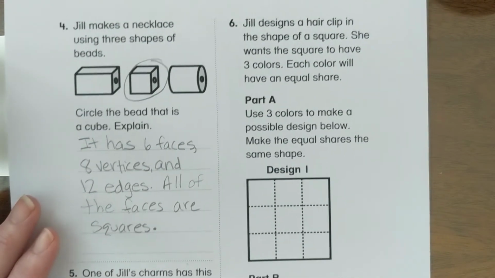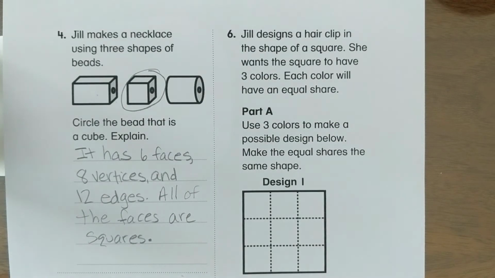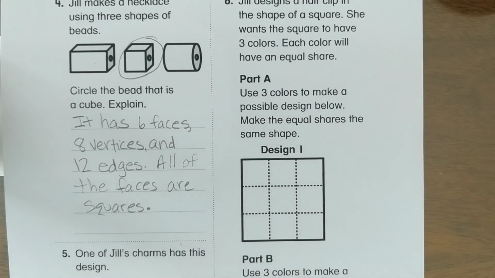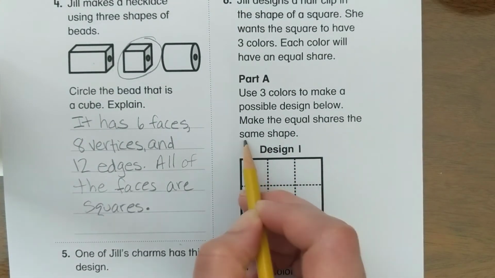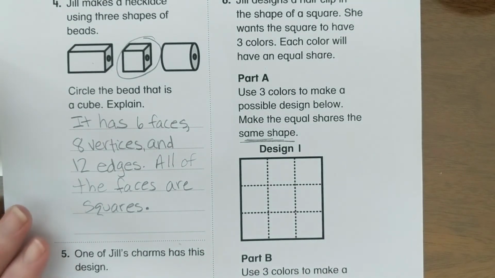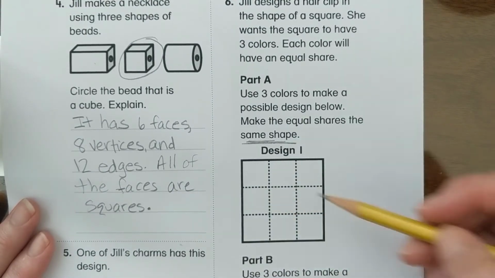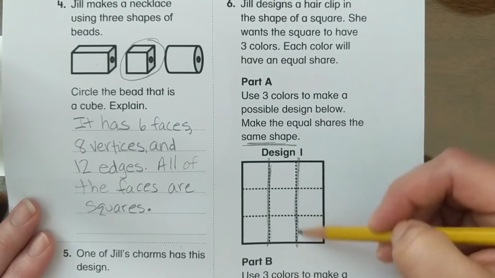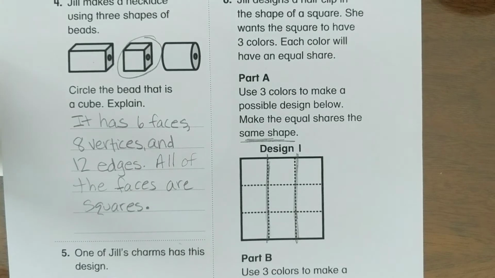Okay, number 6. Jill designs a hair clip in the shape of a square. She wants the square to have 3 colors. Each color will have an equal share. Part A, use 3 colors to make a possible design below. Make the equal shares the same shape. So in part A, each share has to be the same shape. So you had a choice. There were 2 ways. You could have done it by columns, and you could have drawn each one like this, going up and down.